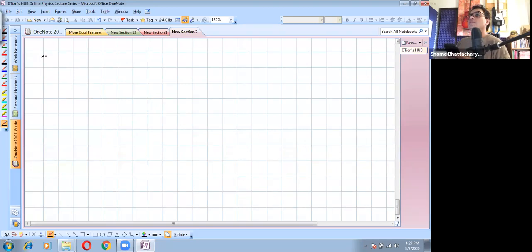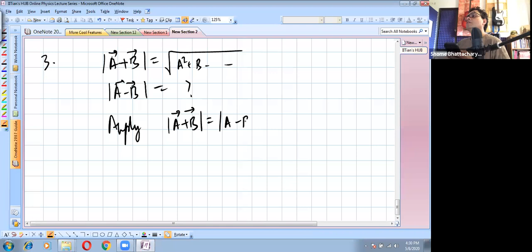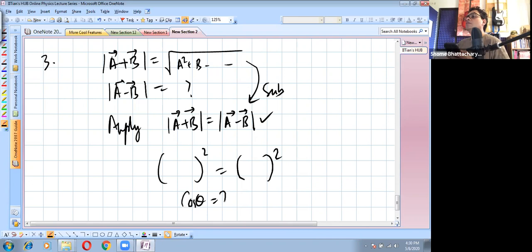Okay, now similarly in the third question, again use the formula that mod of A plus B is equal to this root of A square plus B square, this one. And use the formula for mod of A minus B, which is similarly a formula. And then apply the condition that mod of A plus B is equal to mod of A minus B, given in the question. So substitute these over here, then square both the sides, and then from that you find cos theta. So from that you will find theta. It's a pretty easy question. You'll be able to work this out.